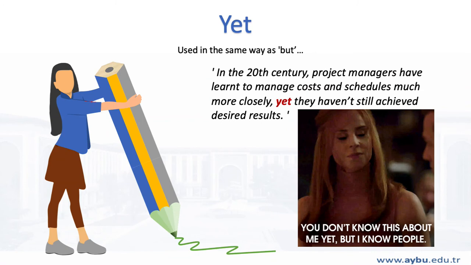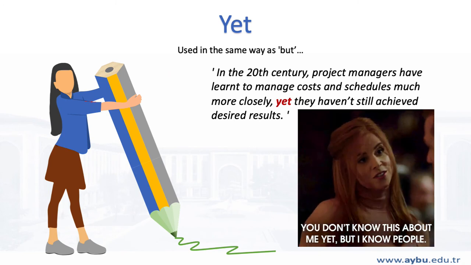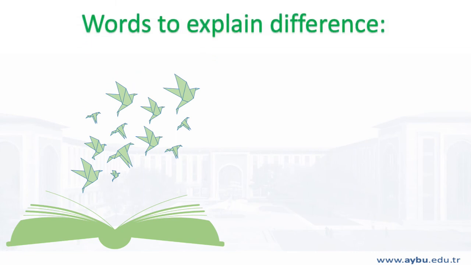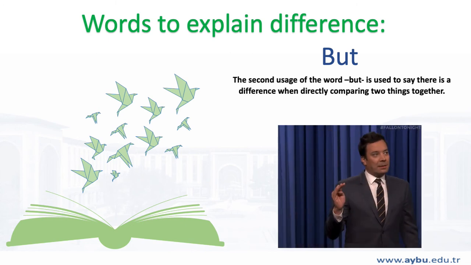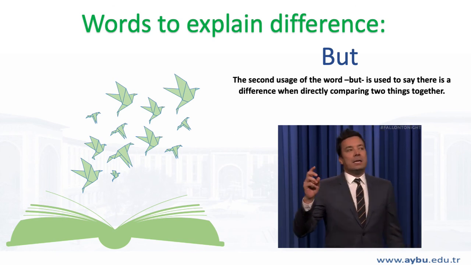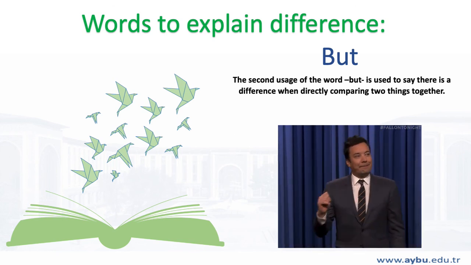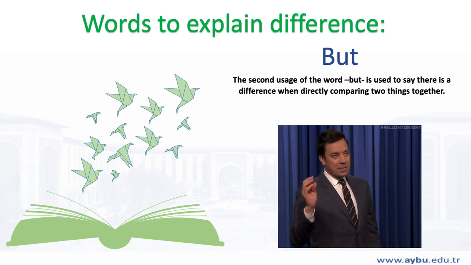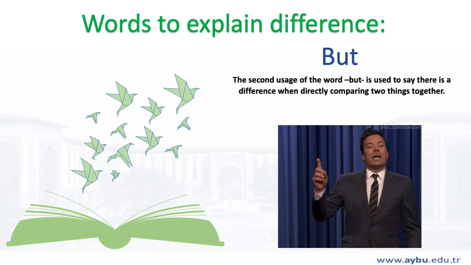We have talked about the words to explain contradictions, so let's move to the words to explain difference, meaning but. The second use of the word but is used to say that there's a difference when directly comparing two things together. I like oranges, but my brother doesn't like them. You can use these when comparing something for different options.